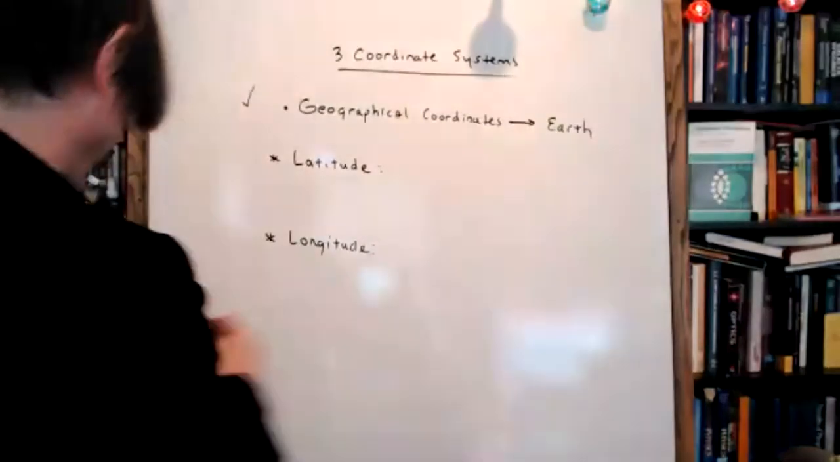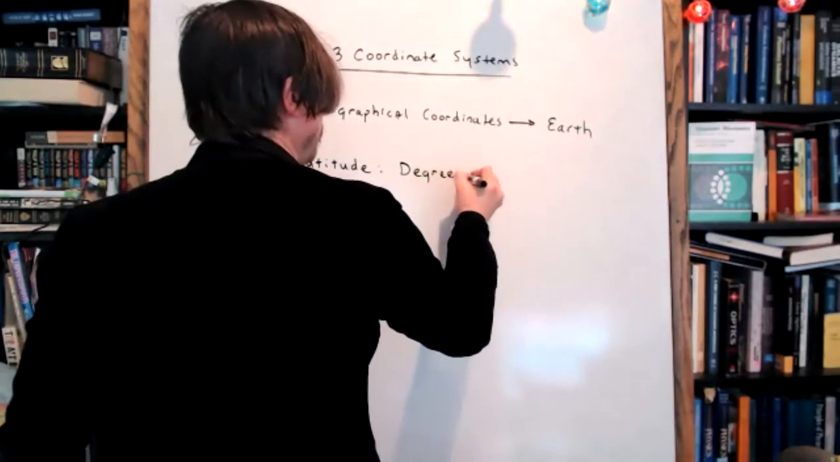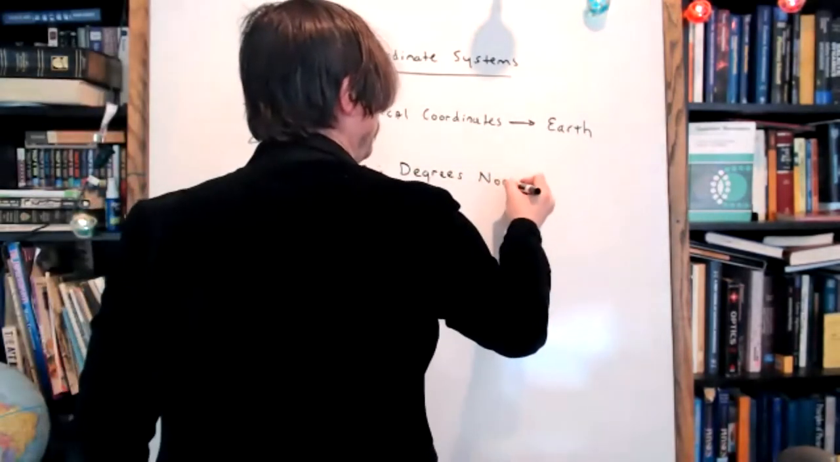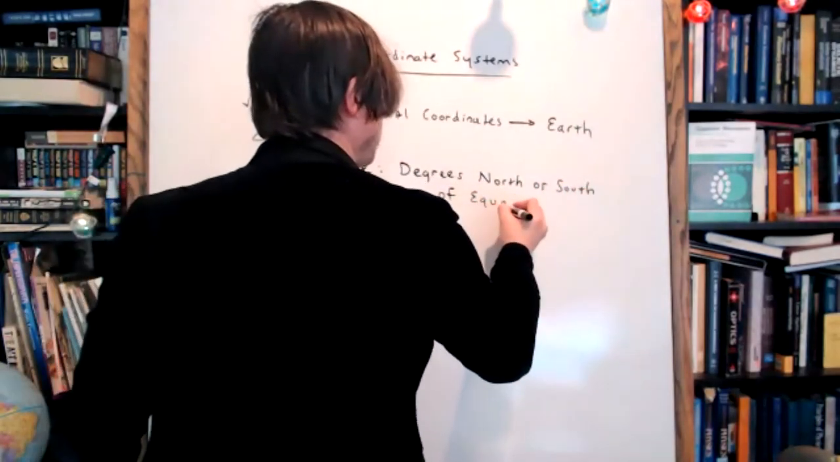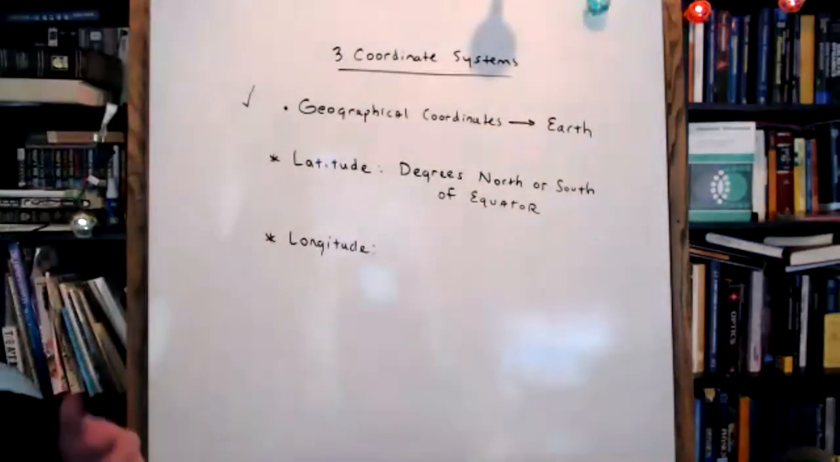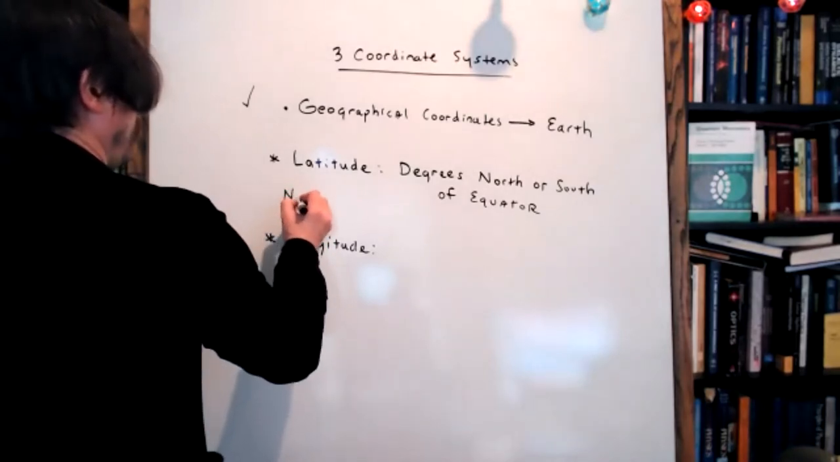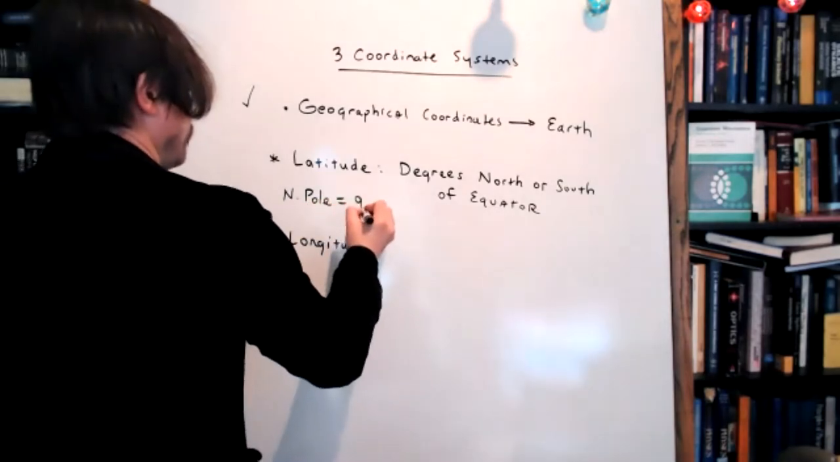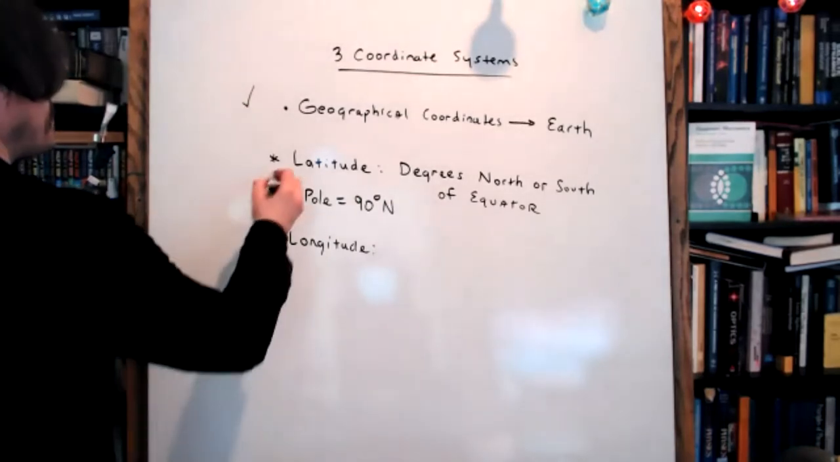For latitude, the mnemonic device is latitudes are like rungs of a ladder. They measure north and south on the Earth relative to the equator. So we define the latitude as the degrees of an observer measured north or south of the equator. And just as a cheap example, if I were to describe the latitude of the North Pole, the North Pole has a latitude of 90 degrees north.